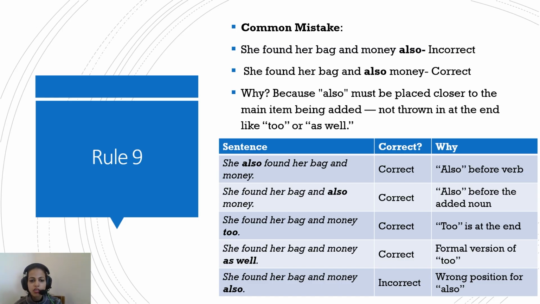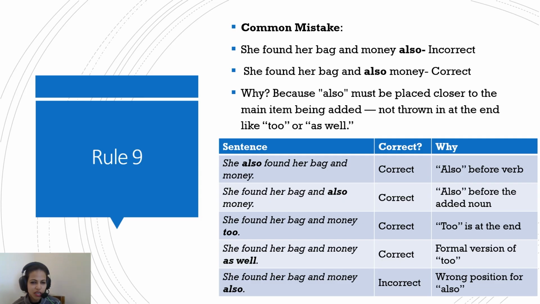So, you remember. Never, never, never use the word also at the end. She also found her bag and money. It's correct because also has been placed before the verb. She found her bag and also money. Here again it's correct because also has been added before the noun. She found her bag and money too. This is again correct because too can be thrown at the end.